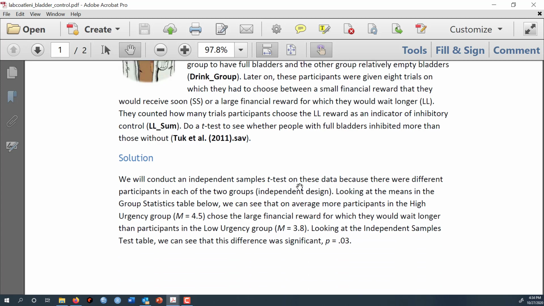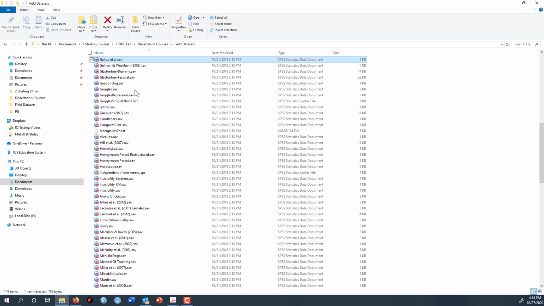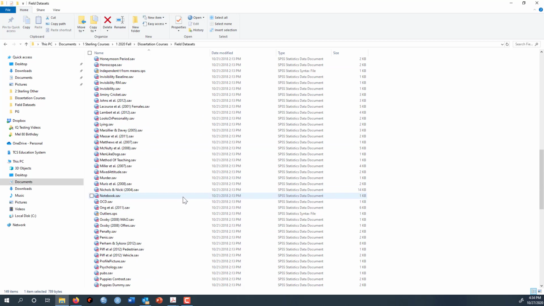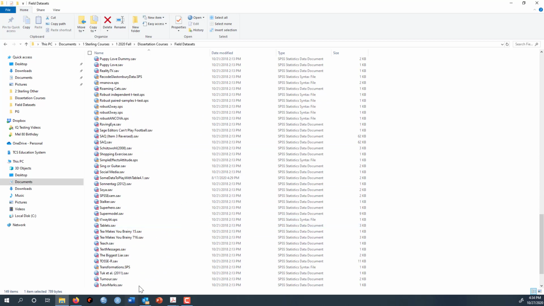So with all these things, you just find the data set there, and then you should have, like I do, all of Field's data sets. And let's see here. It was Tuck et al. Double click it, and that brings up our SPSS.